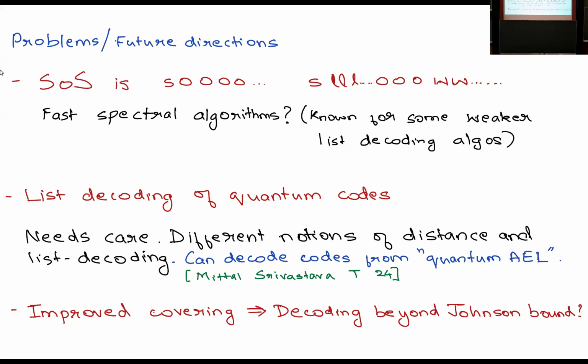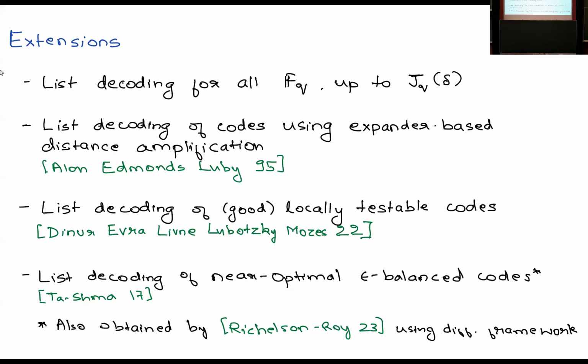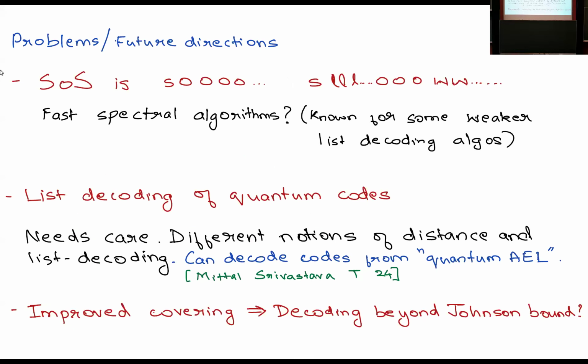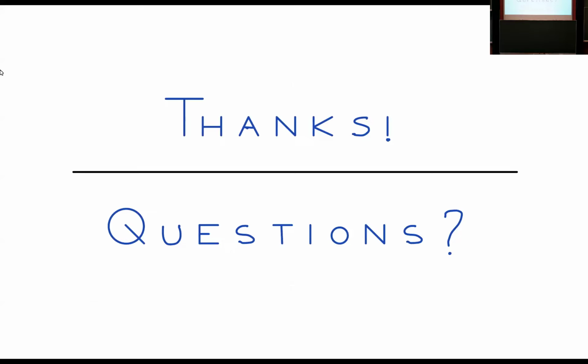Can the same sort of ideas be applied to quantum codes where the notions of distance, etc. are different? Some things can be done, but not all we want. What is quantum AEL? Okay. So there is a distance amplification procedure of Alon, Edmonds, and Luby, which can take any code and amplify it to some optimal code parameters. And we can show that if you do this procedure, then the resulting codes can be list decoded by uniquely decoding the original. So you can get quantum codes which are list decodable, and we didn't. Okay. Right. I'll stop.